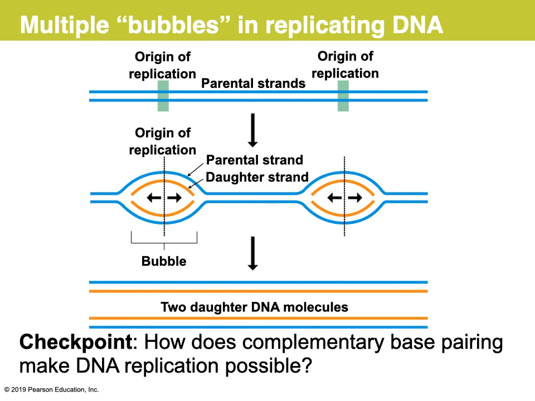So another way of looking at this visually. Again, the original double helix is represented in blue strands, and there are multiple origins of replication, so it starts at multiple points, and eventually all those sections fuse together. So at the end, you have two daughter DNA molecules, half original parental strand and half new daughter strand.